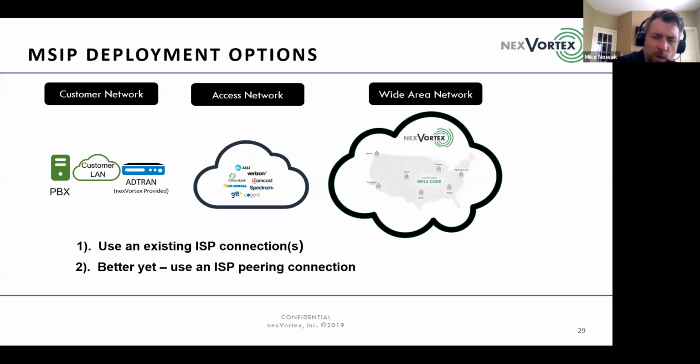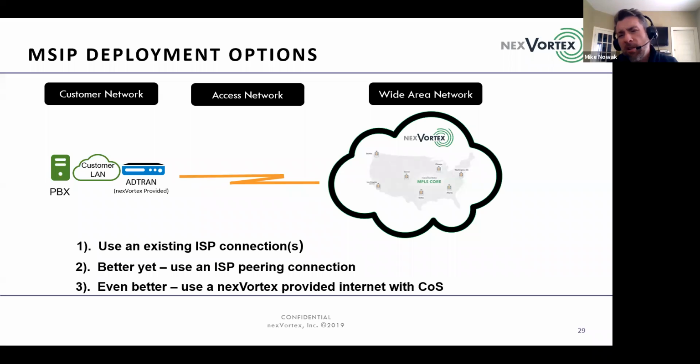And if you like, we can also bring out a circuit to your premises with class of service on it. These are internet access connections that give you all the flexibility of movement there, and you can use it for data applications, but it gives you class of service voice prioritization end to end on those circuits to nexVortex call processing. So that gives you the scenarios, and you can also mix and match.